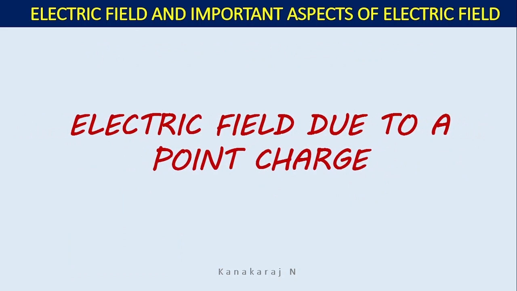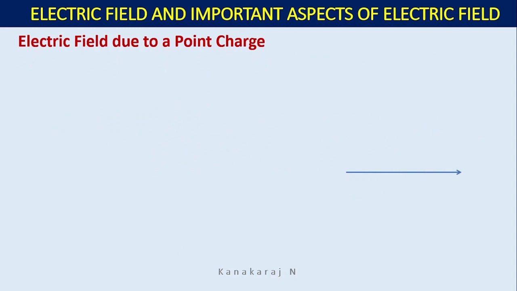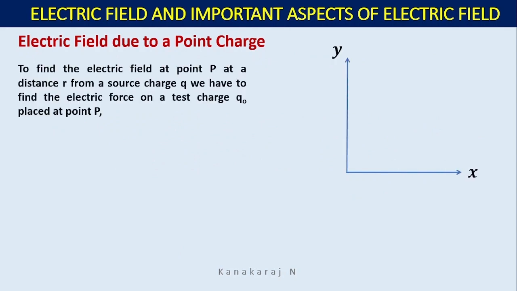Electric field due to a point charge. Here you have an xy coordinate. To find the electric field at a point P at a distance r from the source charge Q, we have to find the electric force on a test charge Q naught placed at point P. At the origin, you have the source charge plus Q. Now at a distance r, you have a test charge Q naught.